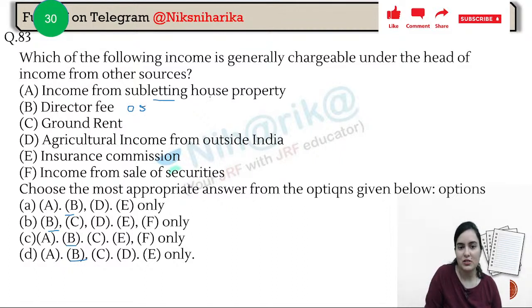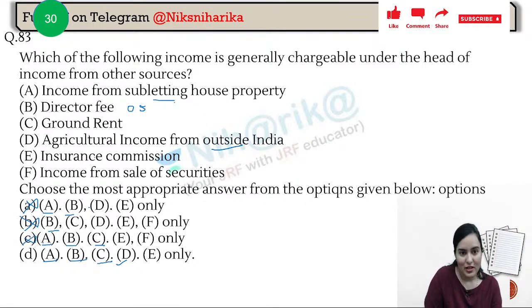Subletting: letting comes in house property, but subletting comes in other sources. I cannot exclude this also. This will also come, so this is not the answer. Ground rent, again that will come. Definitely it will come. Agriculture income from outside India, not in India. In India it would come in exempt income, so this will also come. D will also come. That means this is not the answer.